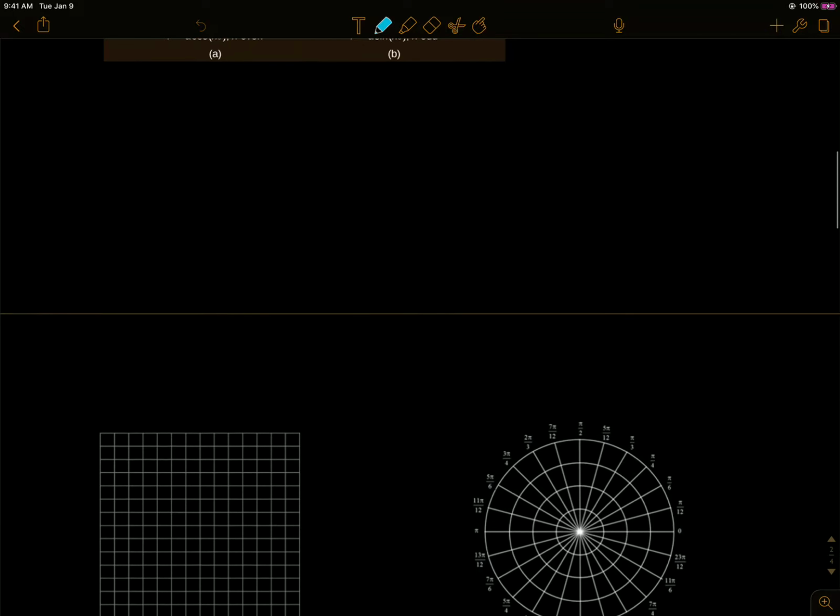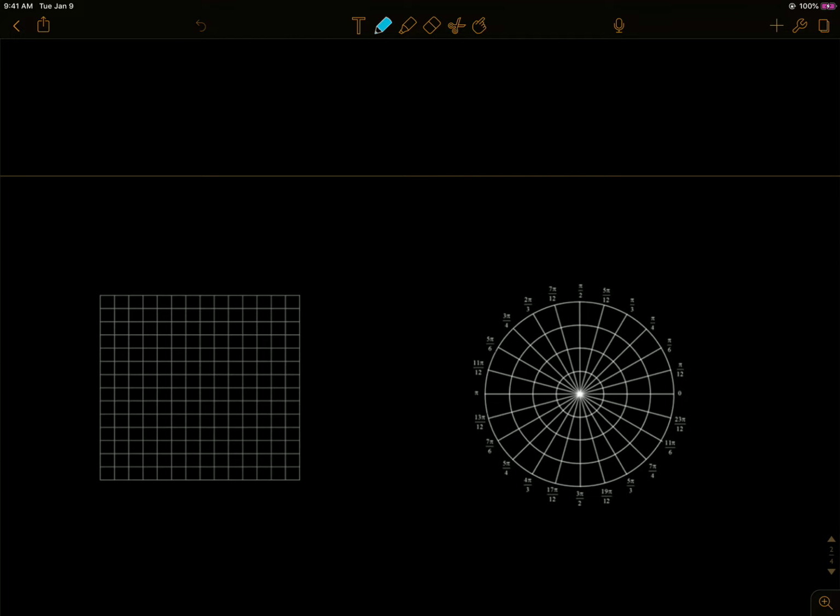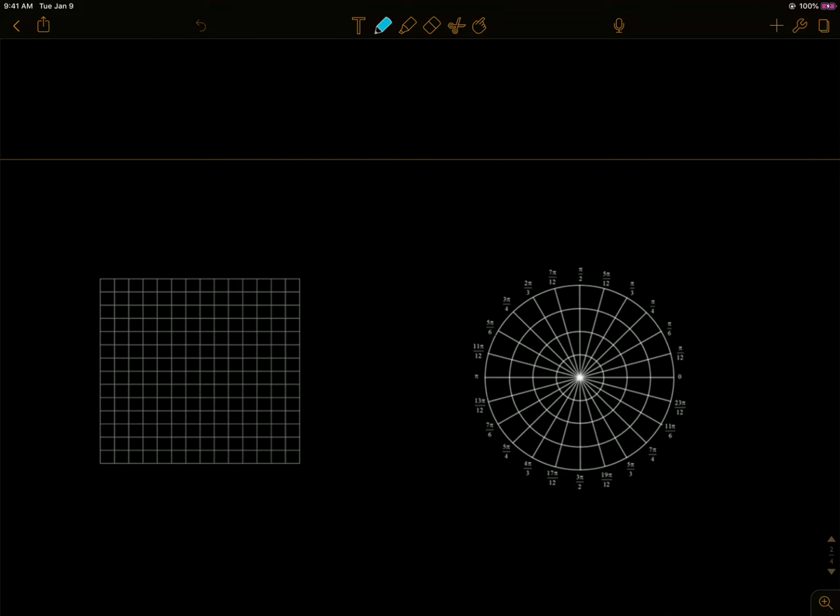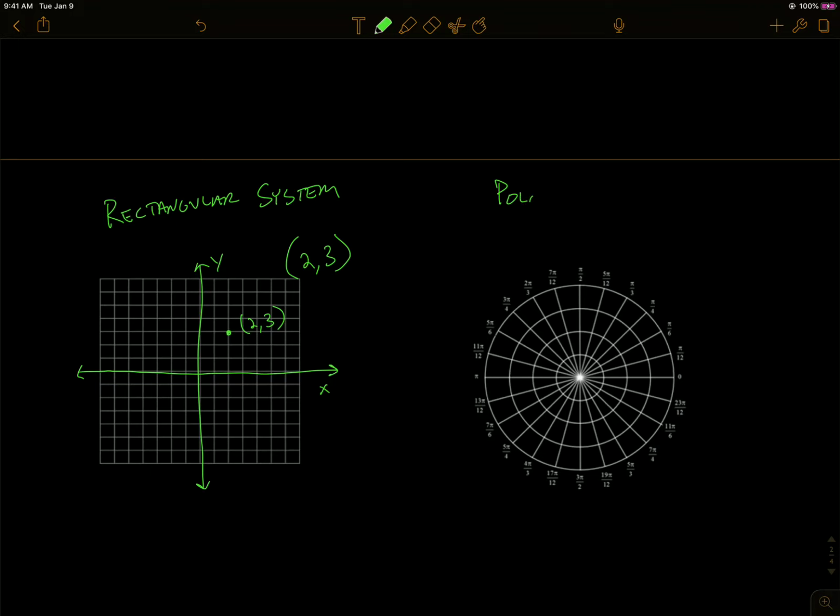So again, currently we have these two systems of graphing points. And this one is our rectangular system. The way the rectangular system works is we have two axes, and we call this axis the y-axis, and then we call this the x-axis. This is our coordinate system. We write points like this as ordered pairs. That means I go over 2 and up 3, and there's the point (2, 3), and so on and so forth. Our new system is going to be called a polar coordinate system.